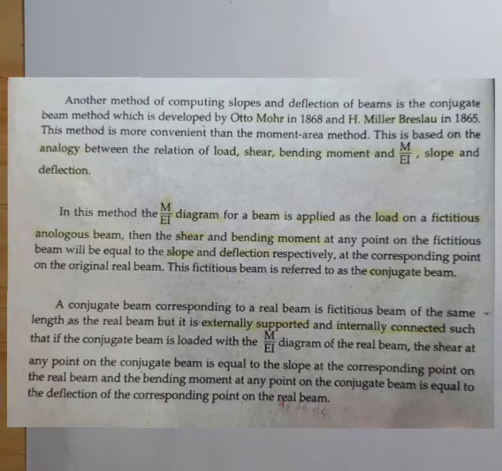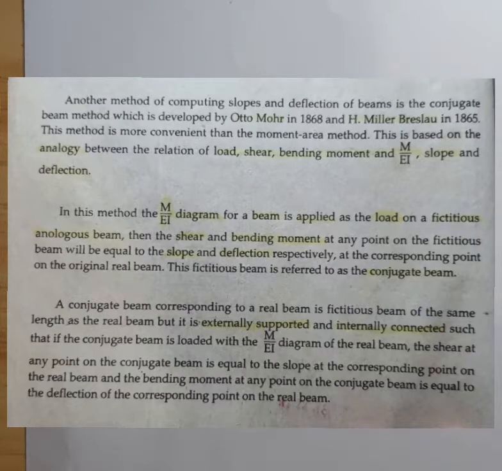Okay, so here it is stated that another method of computing slopes and deflection of beams is the conjugate beam method, which was developed by Otto Mohr in 1868 and H. Müller-Breslau in 1865. You can research who Otto Mohr and H. Müller-Breslau are. This method is more convenient than the moment area method. So it is said to be more convenient than area moment.